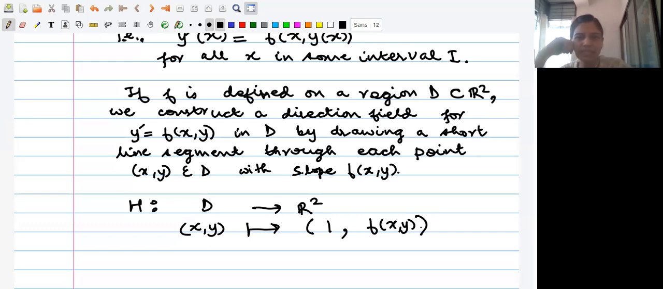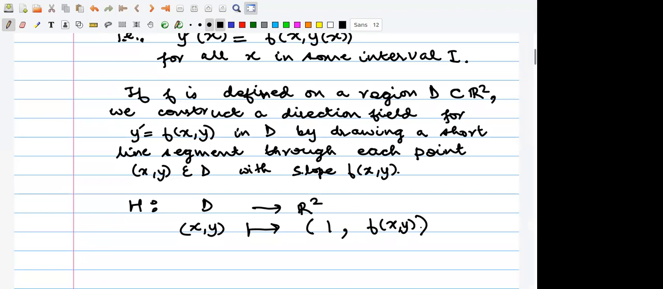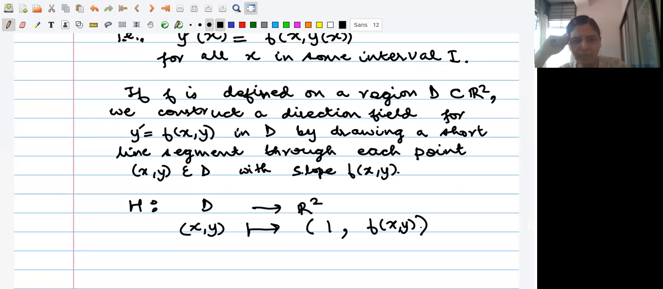Now, in practice, when you draw it graphically, it is not possible to assign a line segment at every point of D, right? You are not going to do it by bare hands, you're going to use software to do this, correct? What you do is take a finite set of points. You choose x1, x2, ..., xn in the interval I, and correspondingly y1, y2, ..., yn, and you get a rectangular grid. At each point in this grid you associate a vector. How do you define this vector? This vector is stationed at the point (x, y) and its slope is given by the ordinary differential equation, namely f(x, y), correct?